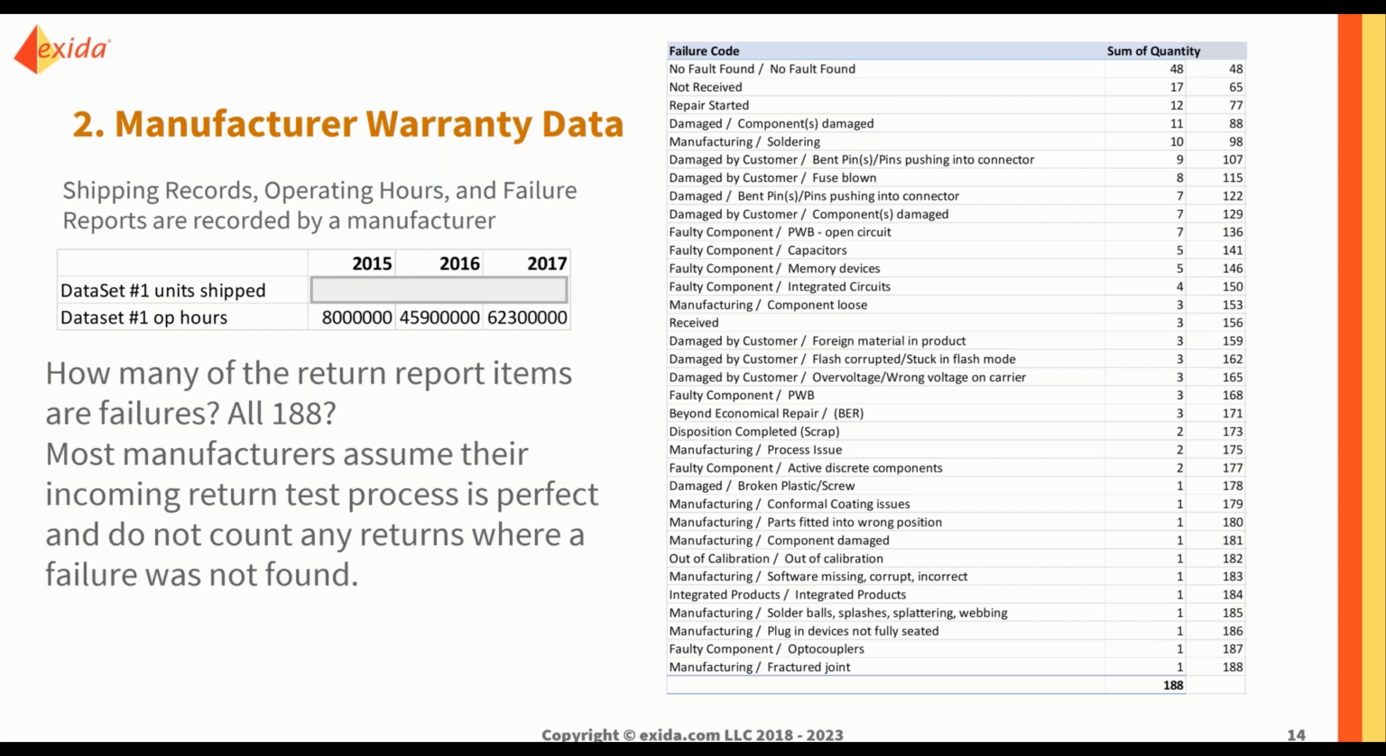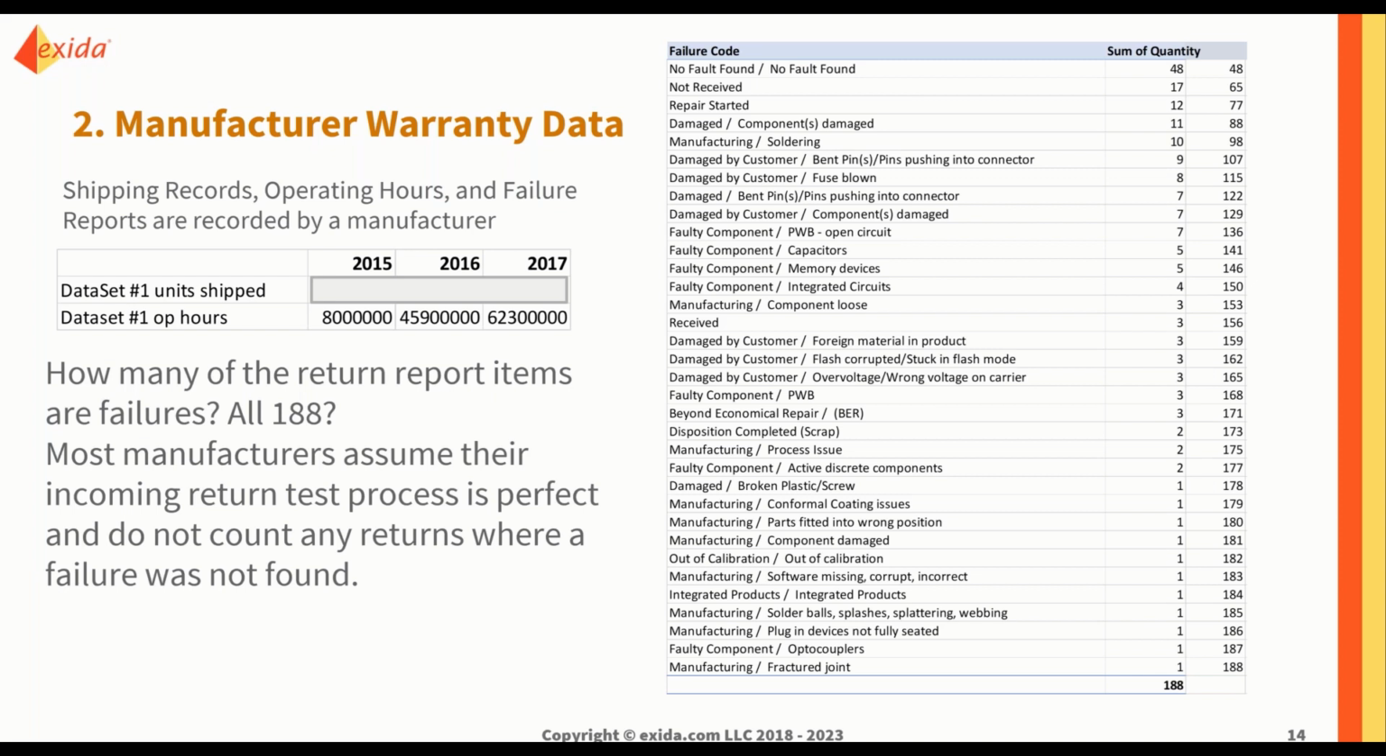Manufacturer's warranty data. Now, a lot of people think, oh boy, this is a great way to do it. And other people think, no way. How does it work? Well, manufacturers have shipping records. They can estimate operating hours, but they don't really know. And they get failure reports recorded from customers.